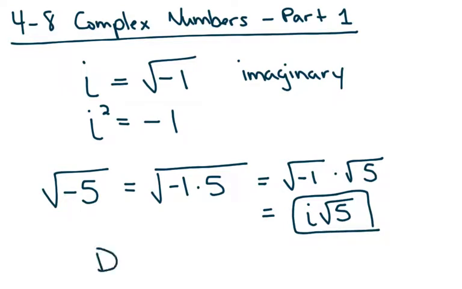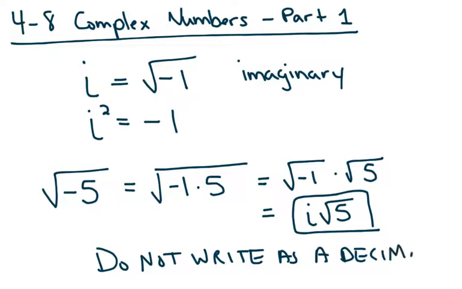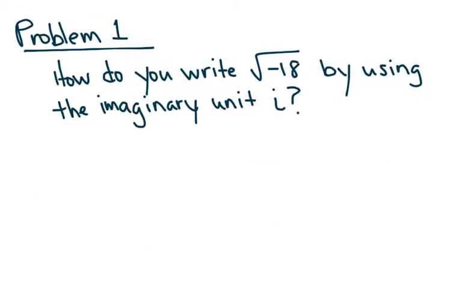Do not write as a decimal. We're going to try to begin working in something called exact solutions, and the square root of 5 is an exact solution. Let's do a problem where we're going to rewrite a negative radical.